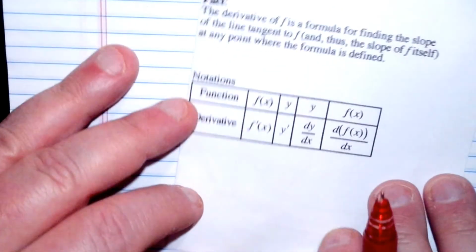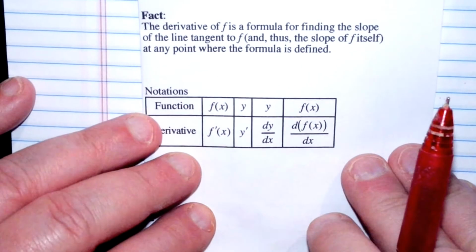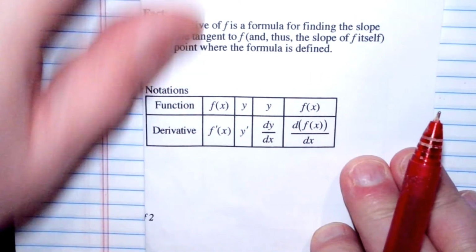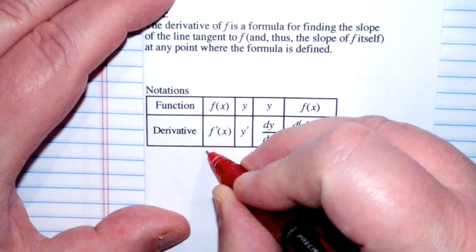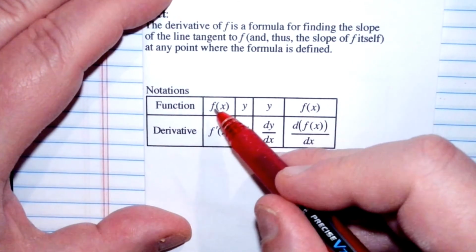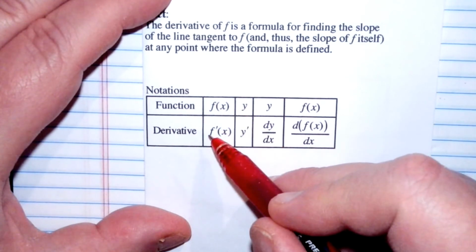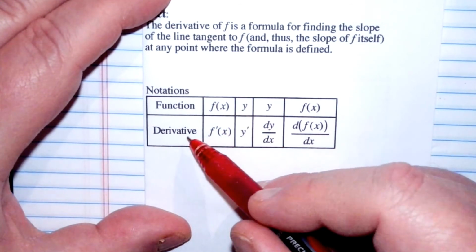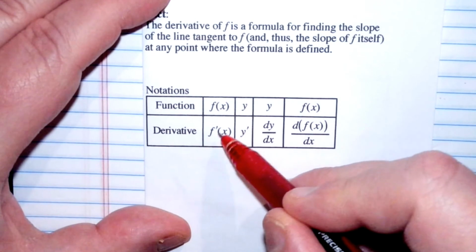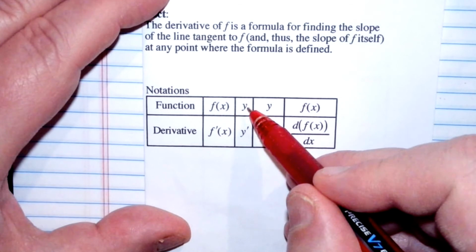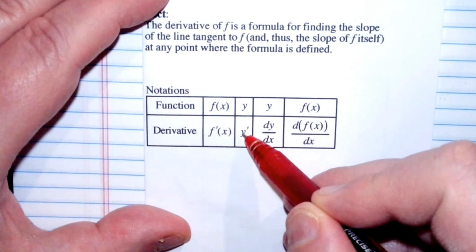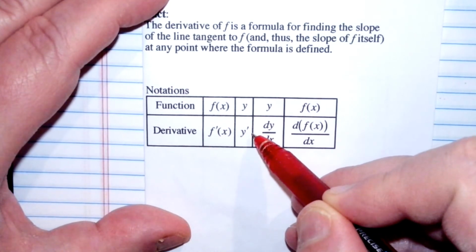All right, so let's talk about some notation. There are two main notations we're going to use. There's the prime notation. So if you call the original function f of x, the prime notation for the derivative is f prime of x. So the prime is sort of like an apostrophe. Or if you're calling the original function y, then the derivative using the prime notation would be y prime.